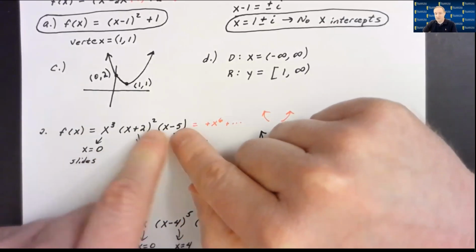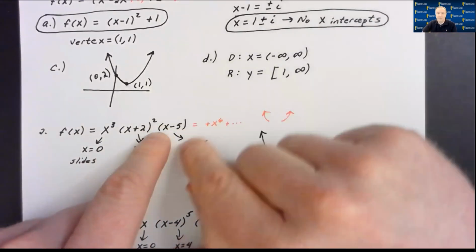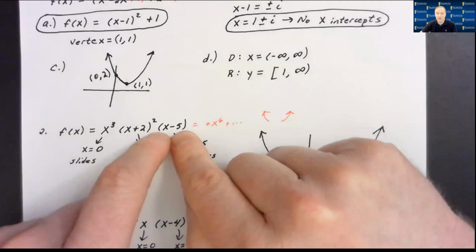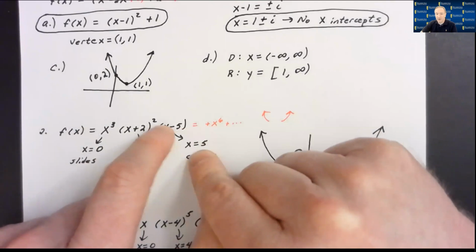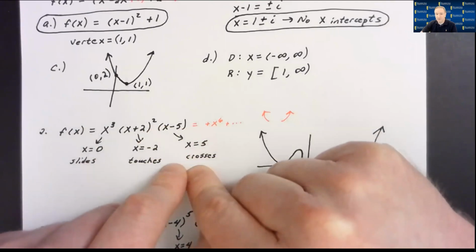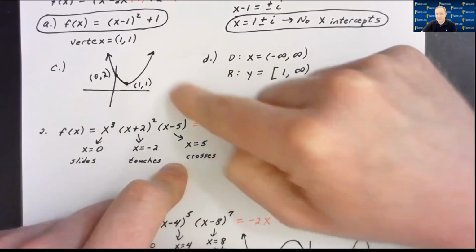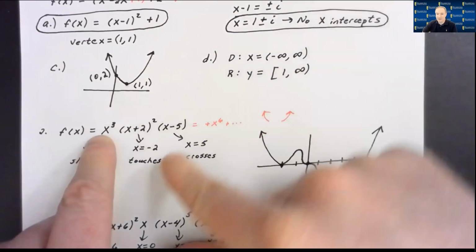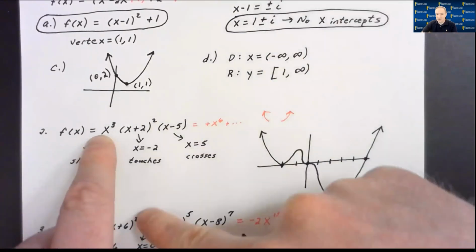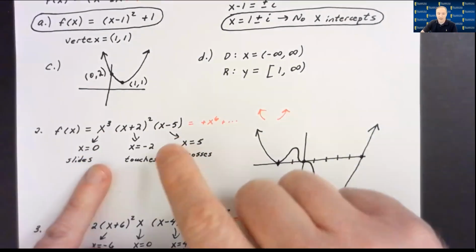And then if it's just a factor to the first power, which is normally the case, then if this factor is set equal to 0, you're going to get x equals 5. And what do I know at that value? It's just going to cross through at 5. And the difference here: if it's crossing through at 5, it's like a linear function at 5. If it's sliding through, you need to think of it as like a cubic function where it flattens out as it crosses.